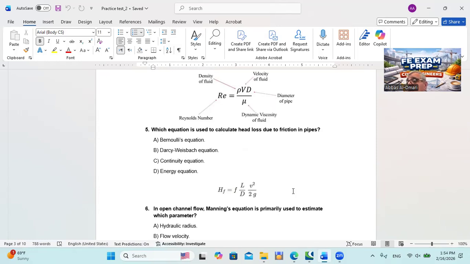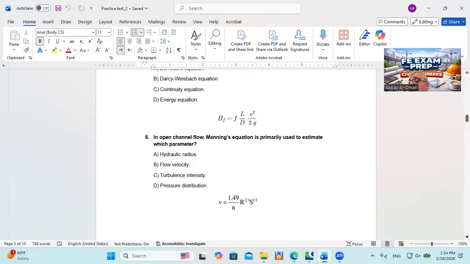So the answer is B. Now, the Bernoulli equation is used for energy conservation. The continuity equation is for mass balance, and the energy equation is again for energy balance.